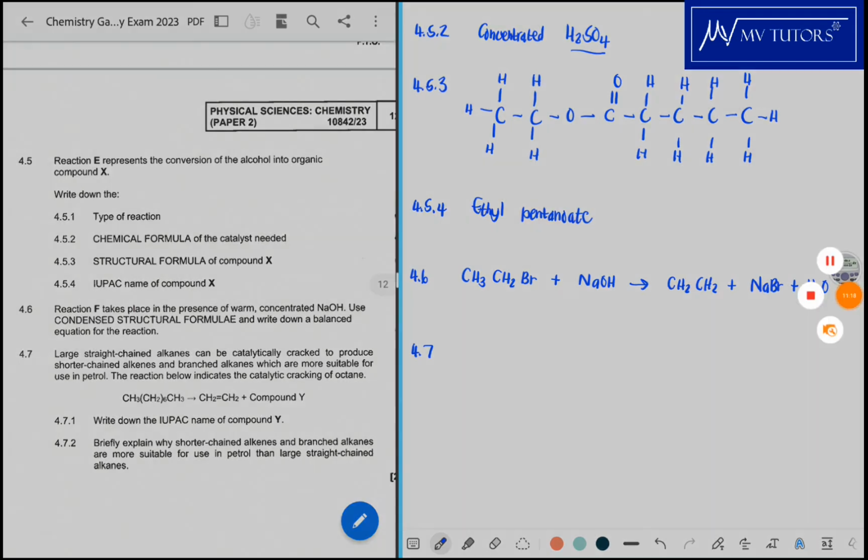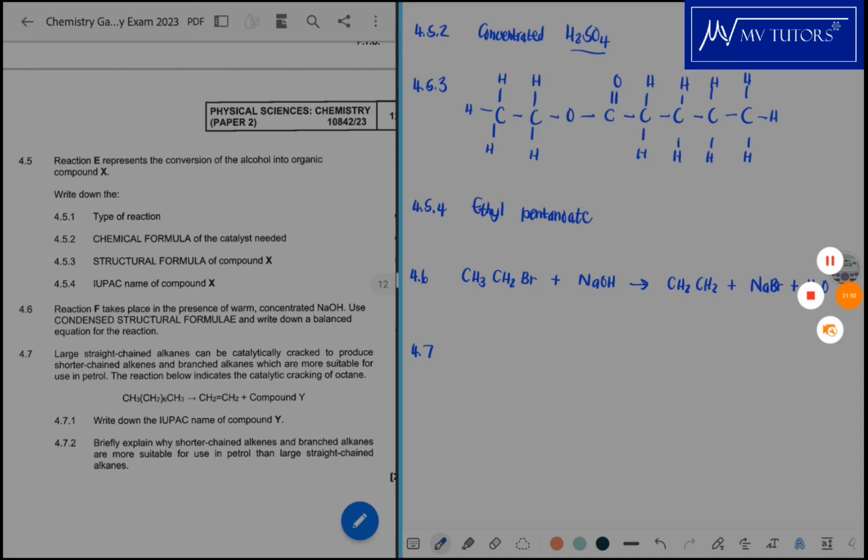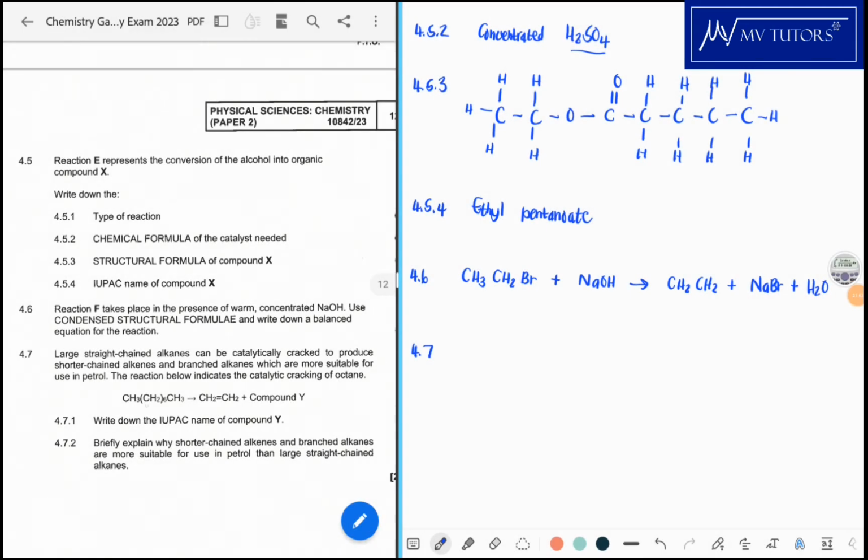So let's see, how much time do we have? Okay, we still have some time, 21 minutes. So I'm going to just write down the structural formula of this octane. All right, so we have 8 carbons, and they are our hydrogens. I'm not going to put the hydrogens down. And then after cracking, okay, so there we have our ethene, and then a compound Y. So basically whatever is left behind.